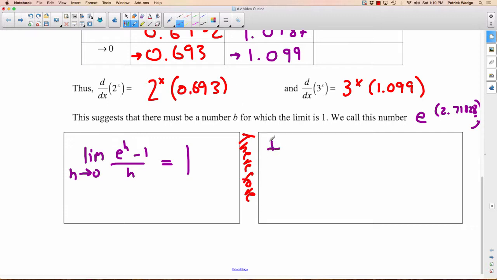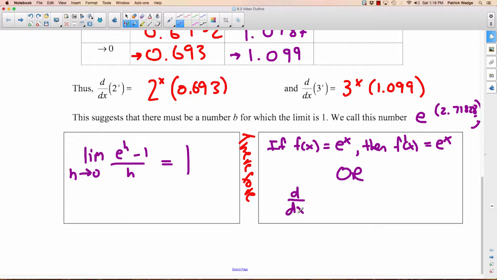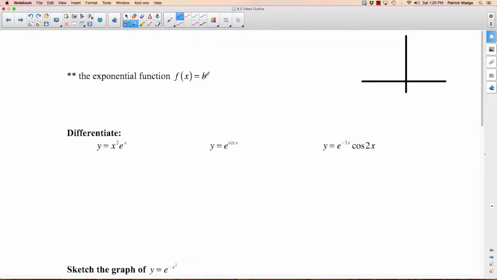Therefore, if f of x equals e to the x, then f prime of x, the derivative of the function, equals e to the x. Exactly the same thing. Or another way you could write that is the derivative of e to the x equals e to the x. This is the easiest derivative of all time. It ends up that the derivative of the function equals the function itself. Now this should say e right here. The exponential function f of x equals e to the x.